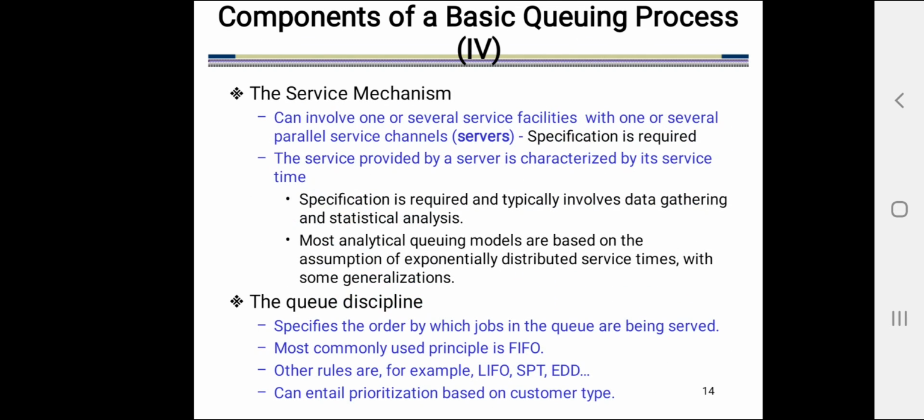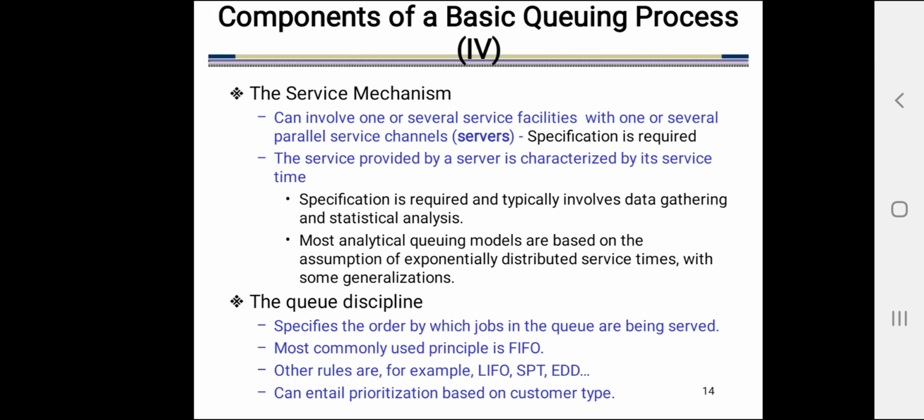Here, service mechanism. Service mechanism is the process or facility which is performing the service to the customer. So this may be single or multiple channel. The number of service channels is denoted by the symbol C. Service mechanism can involve one or several service facilities with one or several parallel service channels.